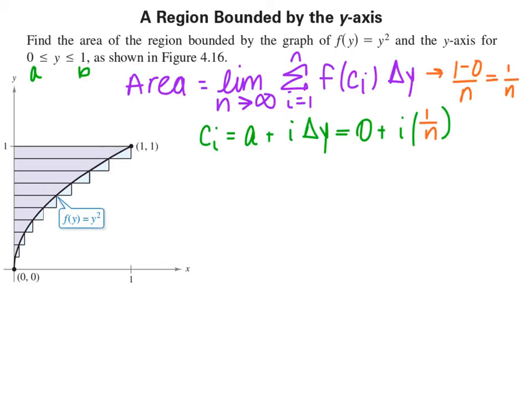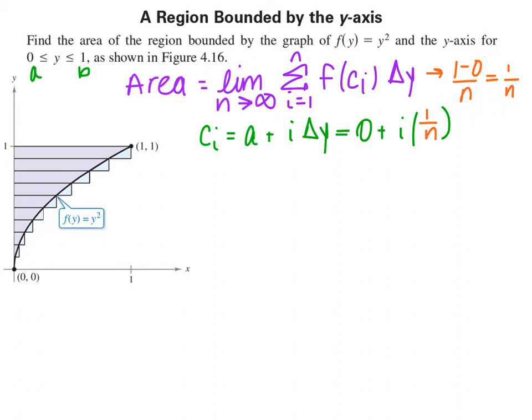So here again, I start with my area equation in terms of limit and summation, and I still have f of c sub i, but now I have delta y because I'm doing it in terms of y from f of y and not in terms of x. So the c subscript i is the same deal, a plus i times delta y though, obviously, work in terms of y. So a is 0 plus i times 1 over n because (b minus a) is (1 minus 0) over n, so that's delta y.